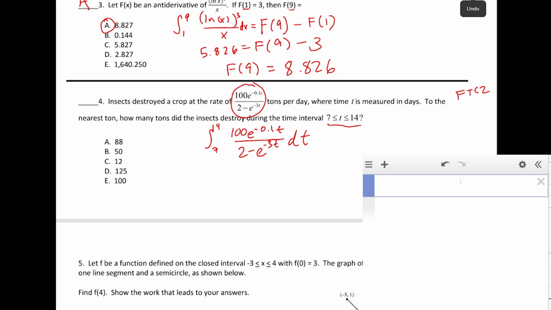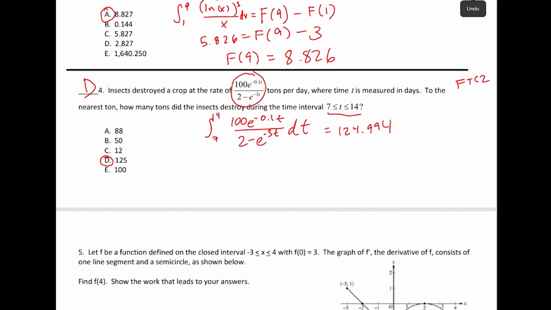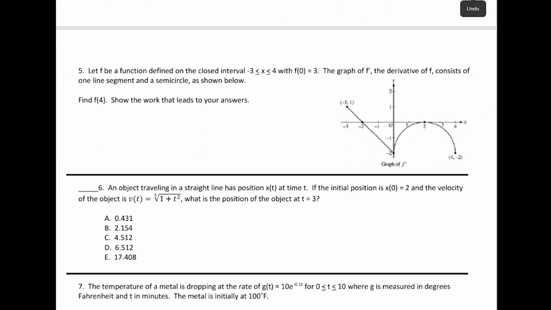There we go. So the integral from 7 to 14 of 100e to the negative 0.1t over 2 minus e to the negative 3t dt. Yep, and this is going to approximately equal 124.994, and so the closest number here is going to be D. Number 5.